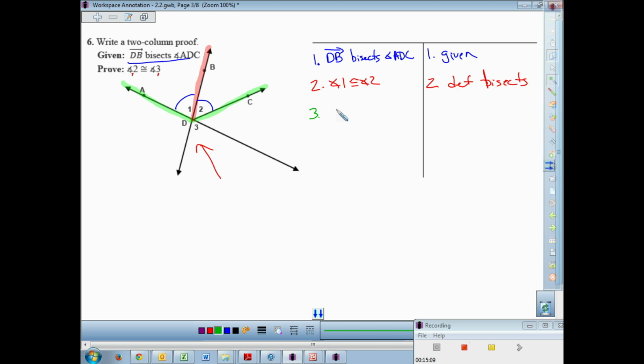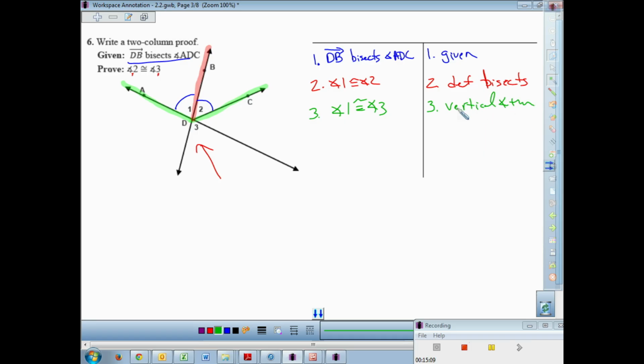Angle 1 is the same as angle 3. Could you say angle 3 is congruent to angle 1? Could you switch them around? That means nothing. It's all good in the neighborhood, right? That's the symmetric property of congruence, which says it makes no difference. What was the reason for this? Why was angle 1 the same as angle 3? They're vertical angles. So vertical angle theorem.